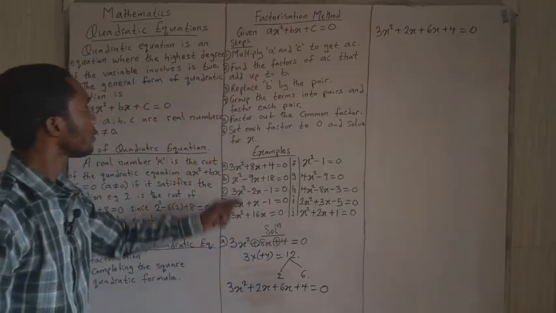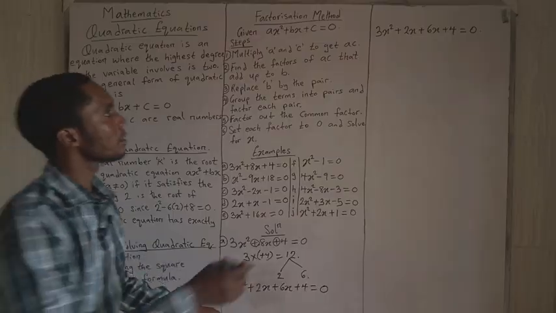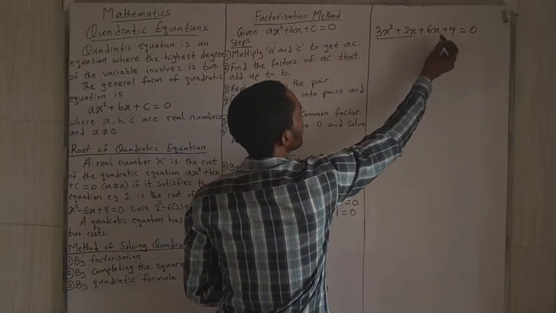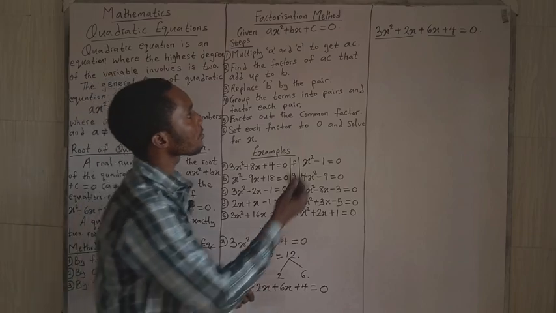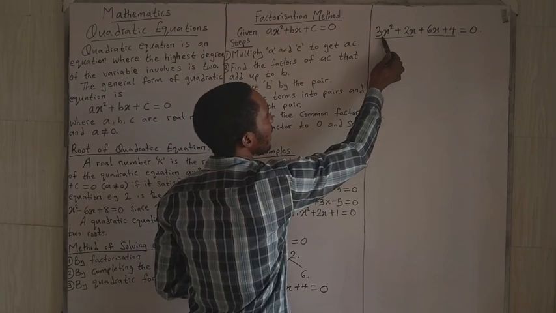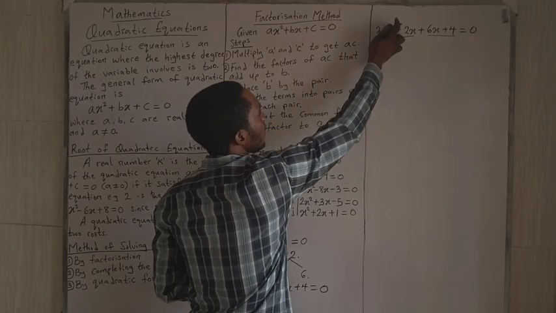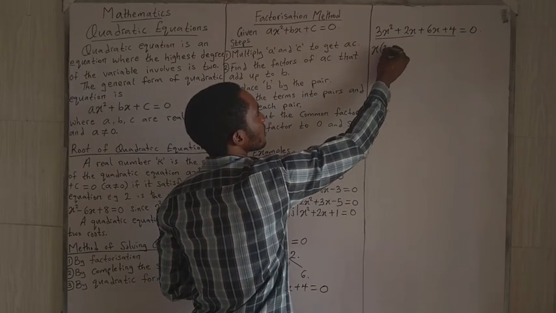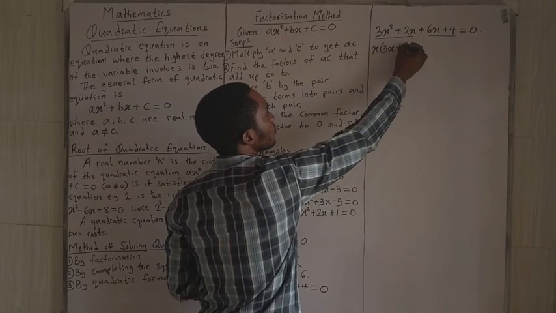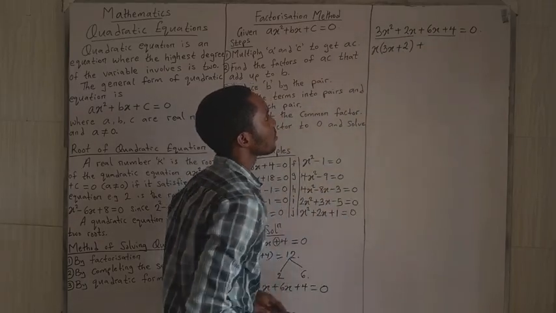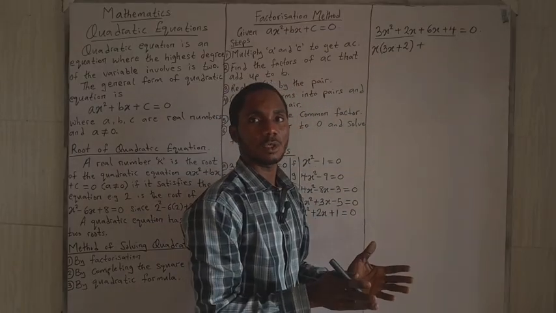The next step, group the terms into pairs and factor each pair. The first two and the last two, we have grouped them. Now let's factor the pair. What is common to 3x squared and 2x? That is x. 3x squared divided by x is 3x, plus 2x divided by x, that is 2. Plus, x is here, but x is not here. That means that x is not common.